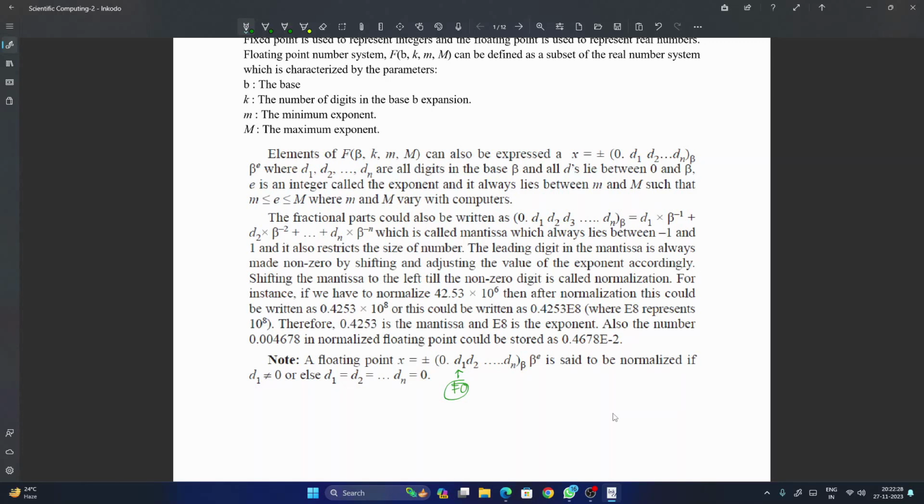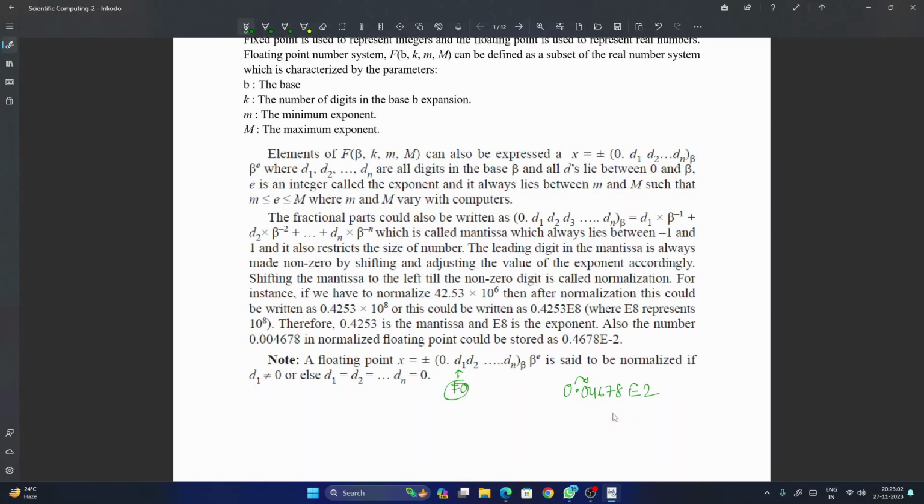If you take 0.04678 e2, that means exponent 2 or exponent minus 2, this is not a normalized number. If you want to make it normalized, you have to shift the point from here to here, and it will be 0.4678. Since you have shifted the point to the right, this e will be reduced by 1. So you can also take this type of format for the normalized expression.